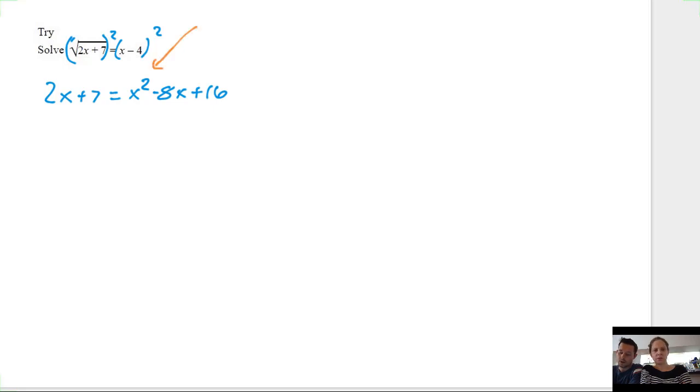Are you going to show the work? No, what are you doing? I'm just showing that this is a quadratic, so we do need to make one side equal 0. Okay. No, 0 equals x squared minus 10x plus 9.